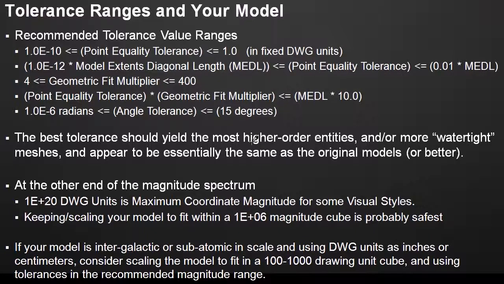This slide shows a set of recommended tolerance value ranges. Notice that there are values which are fixed in magnitude and size, and others which are scaled to coordinate magnitude, which is typically represented by the length of the model extents diagonal. It is better to try to accommodate both the absolute tolerance ranges and the extents scaled tolerance ranges when using the merger. If your model coordinates are outside the recommended ranges and the merger doesn't work well, consider scaling your model to fit before running the merger, and then scaling it back to its original size afterwards.